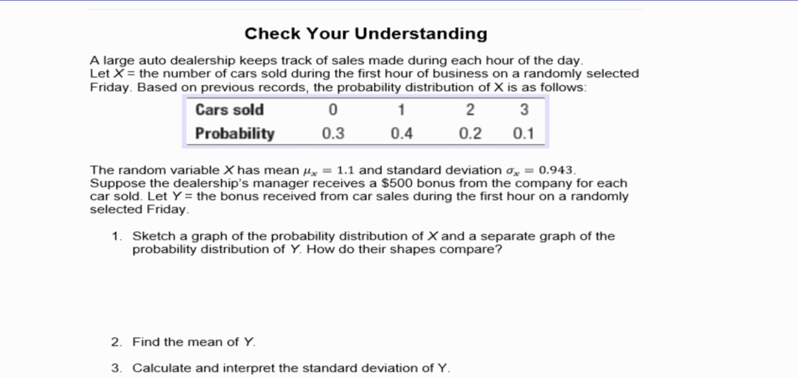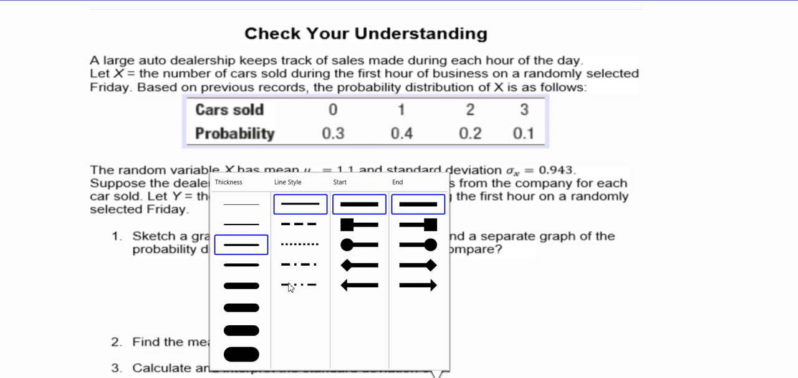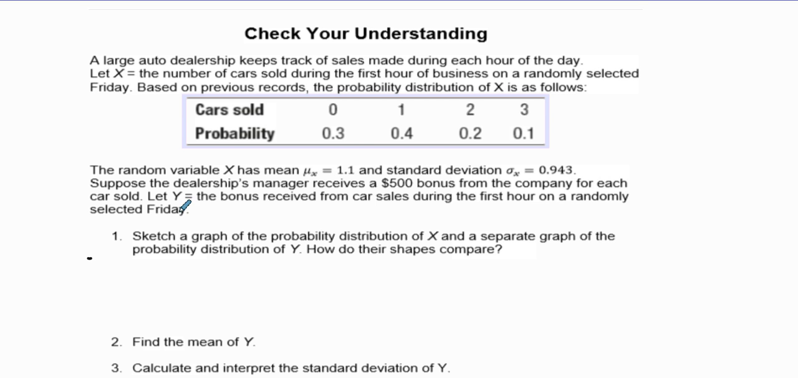All right, so here we go. What we have right here is a large auto dealership that keeps track of sales made during each hour of the day. Let X be the number of cars sold during the first hour of business on a randomly selected Friday. Based on previous records, the probability distribution of X is as follows: 0 cars sold, 1 car, 2 cars, and 3, with probabilities 0.3, 0.4, 0.2, and 0.1, all adding up to 1.